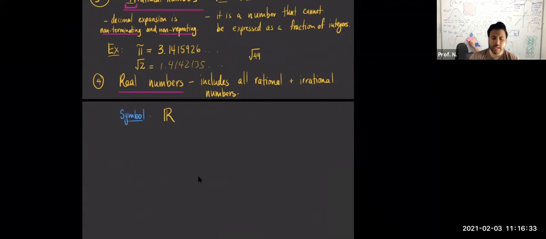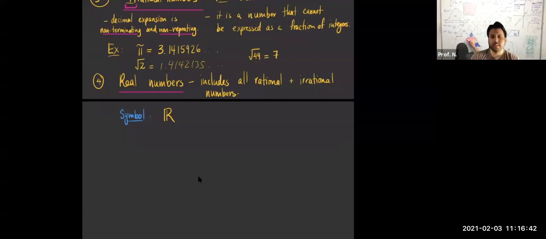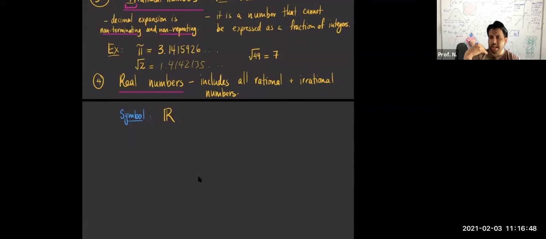Is the square root of 49 irrational? It's not irrational. It's rational. Not only is it rational, what else is it? It's an integer, and it's a natural number, right? So you see how now you can categorize a number.